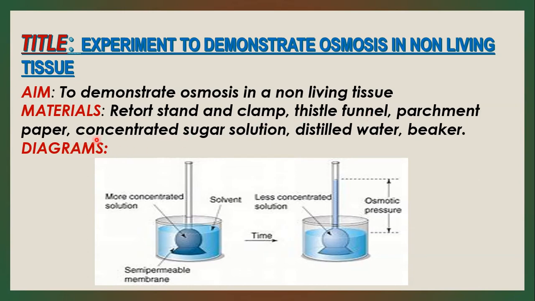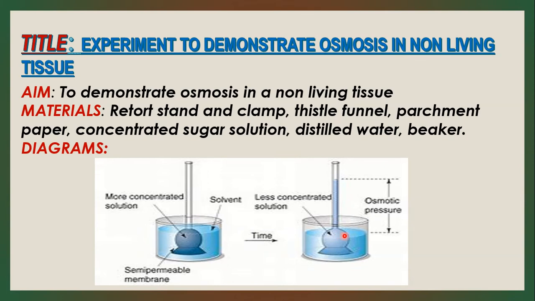Now, the parchment paper serves as a semi-permeable membrane. The parchment paper serves as a semi-permeable membrane. Good. And around the thistle funnel in the beaker is a solvent, that is water. Now, the second diagram shows that the thistle funnel is filled with the concentrated sugar solution. So you can see we are filling the tube with concentrated sugar solution.